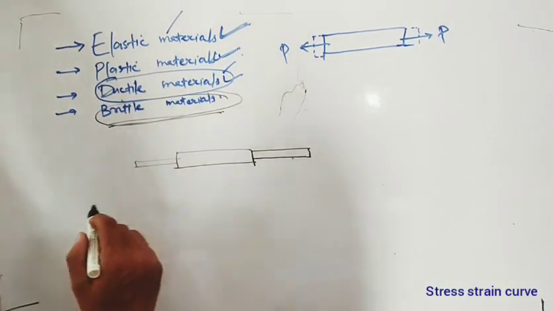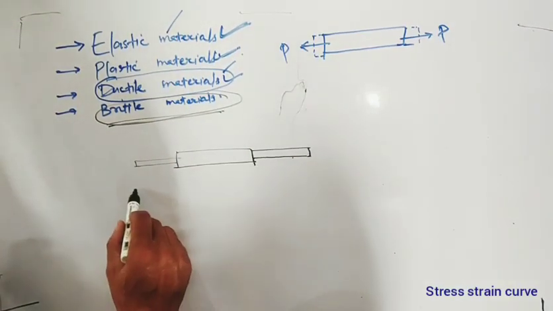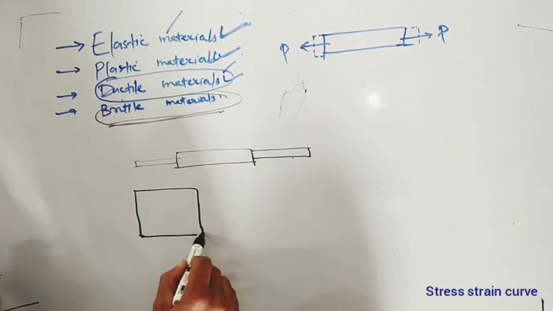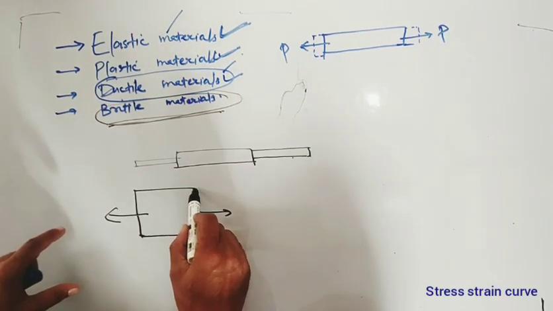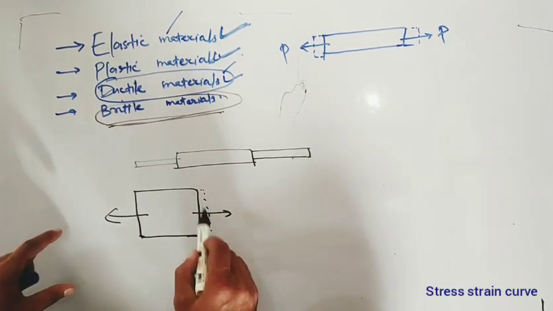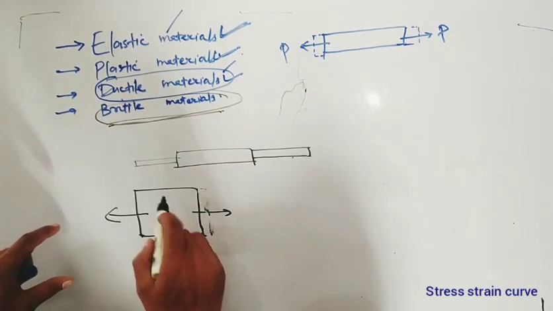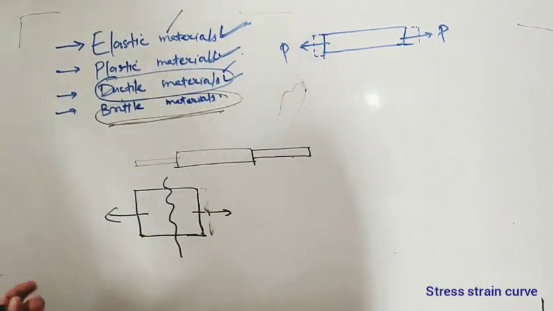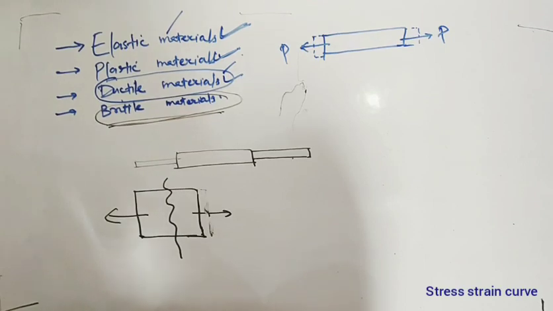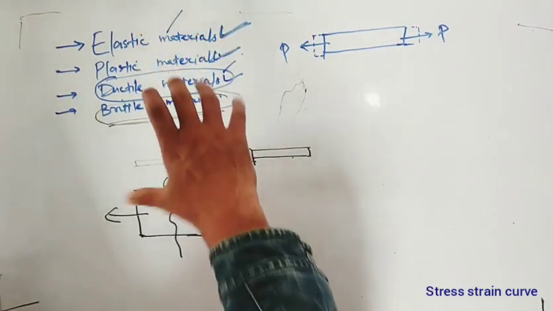They will rupture suddenly. For example, if I have a cube of glass and I'm loading it externally, it will not induce any deformations in it. There will be no deformations. It will rupture at its weakest plane, whichever it may be. So this is what we mean by these materials.